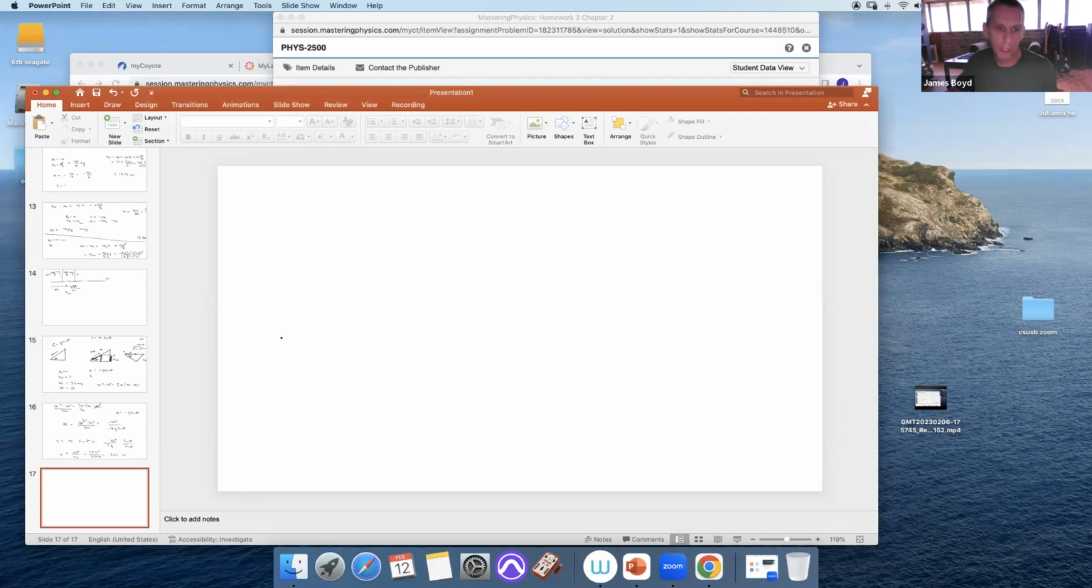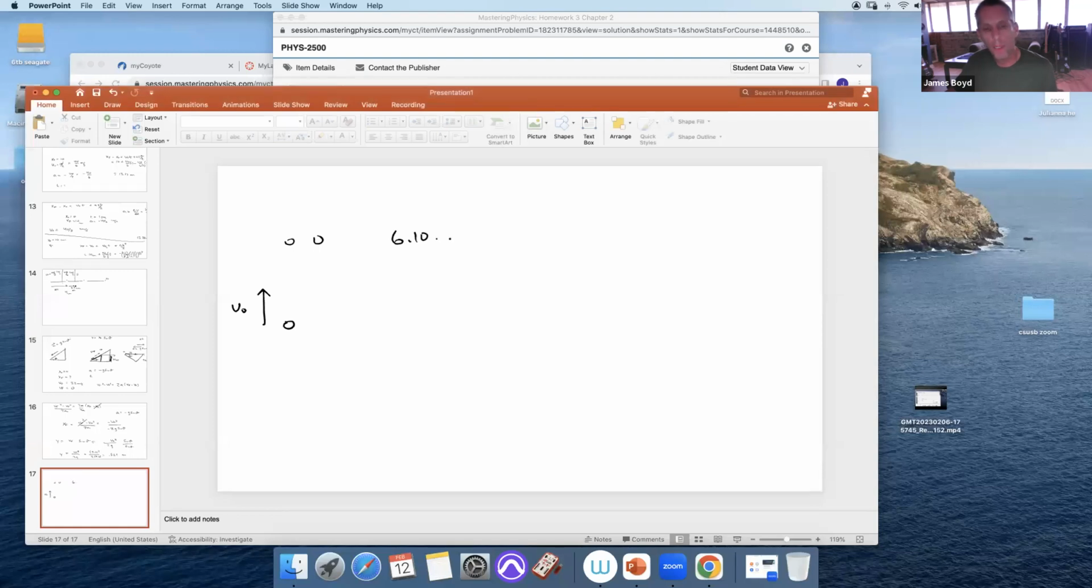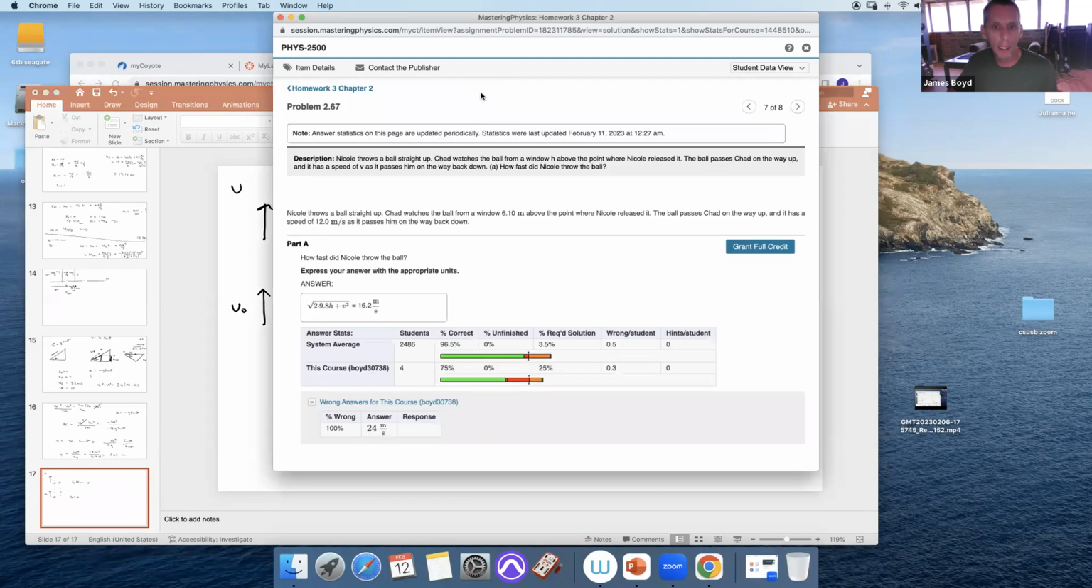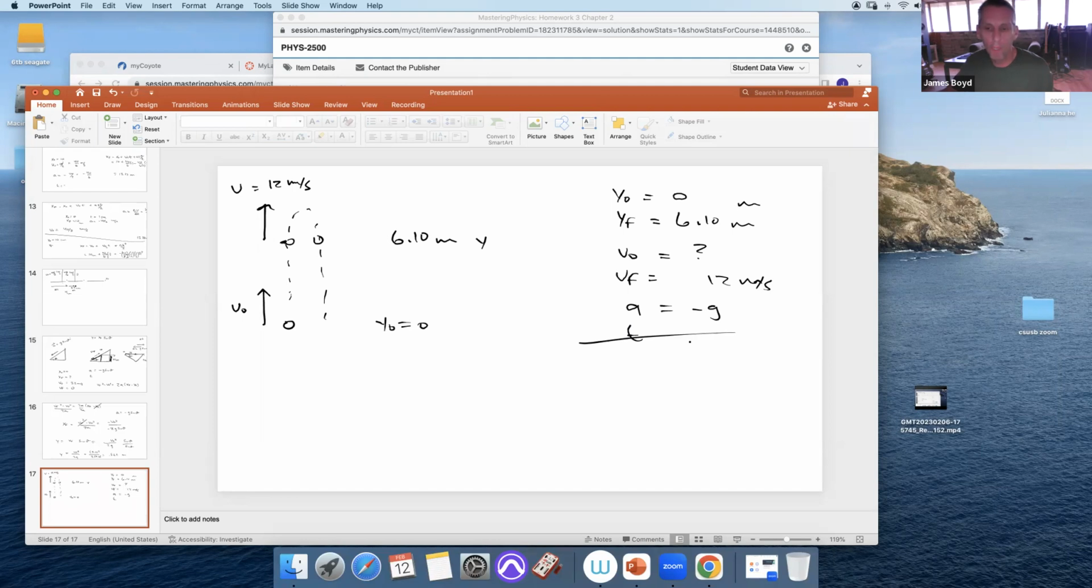So let's try and picture this. This is where she releases it. We don't know the initial velocity. We do know that at a height of, let's call where Chad is y, and y initial we'll just call 0. As it goes up and comes back down, as it passes this point, its velocity is 12 meters per second. So first of all, y initial, y final, v initial, v final, a and t. Y initial is where she threw it. We called that 0. Y final will be this. We're not even going to worry about coming back down yet. 6.10 meters. V initial was unknown. It's what we want. V final was 12 meters per second. We know that a is minus g, and we don't know time.